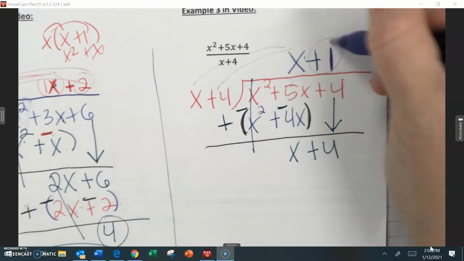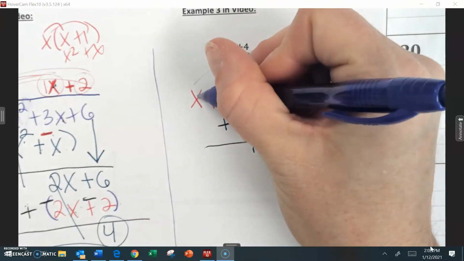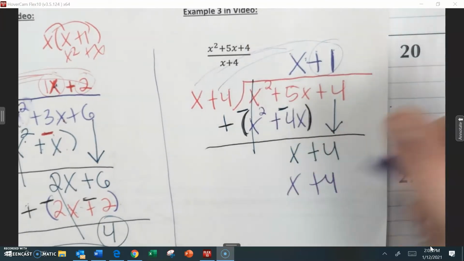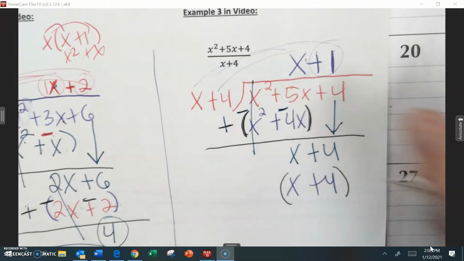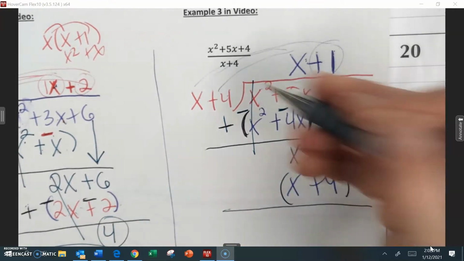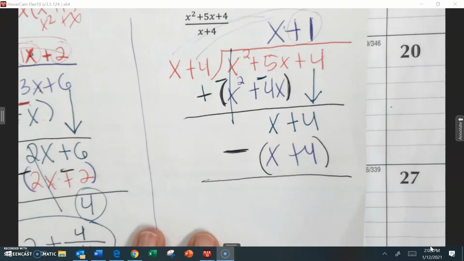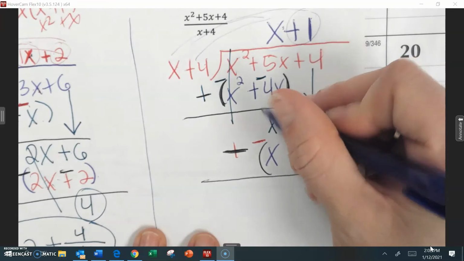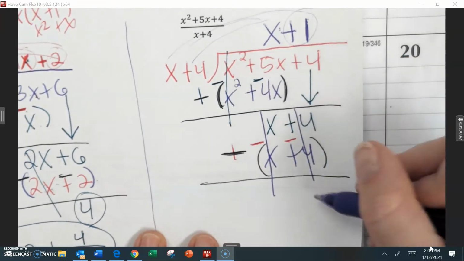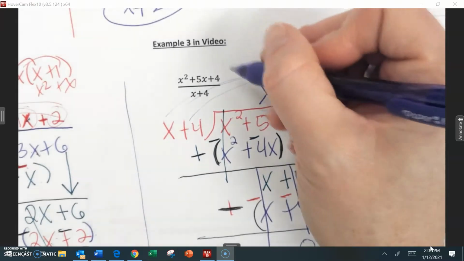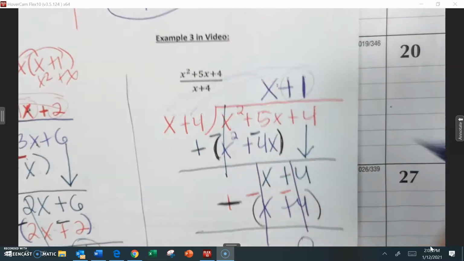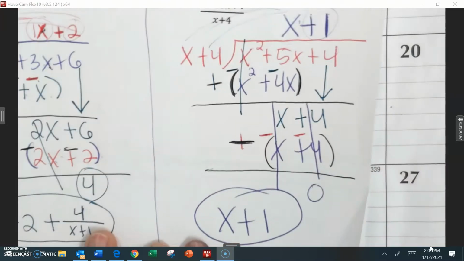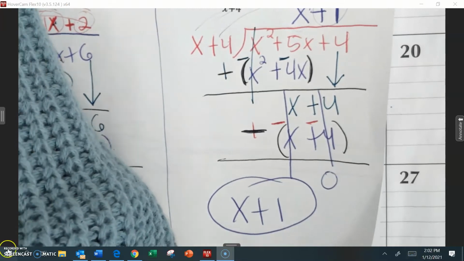Now we multiply down. So 1 times x, the divisor, is x. 1 times 4, the other part of the divisor, is plus 4. Once again, I know when you subtract the same thing it's 0, but I'm going to show you that when I subtract and when I distribute that negative through, x minus x, gone. 4 minus 4, gone. Your remainder is 0. So therefore, x squared plus 5x plus 4 divided by x plus 4 gives you an answer of x plus 1. And that is your final answer.